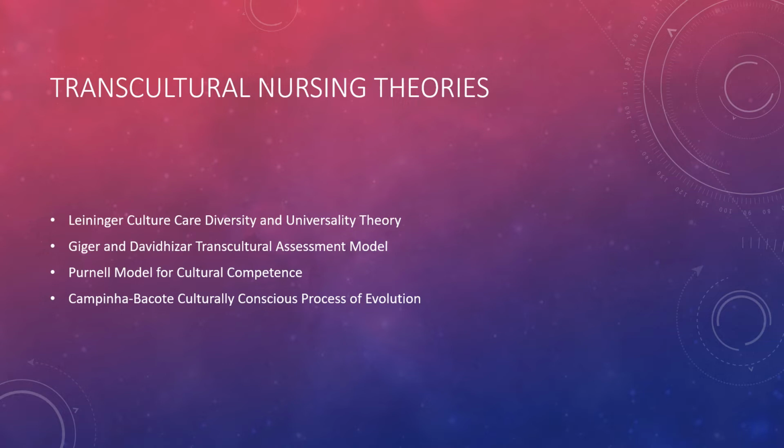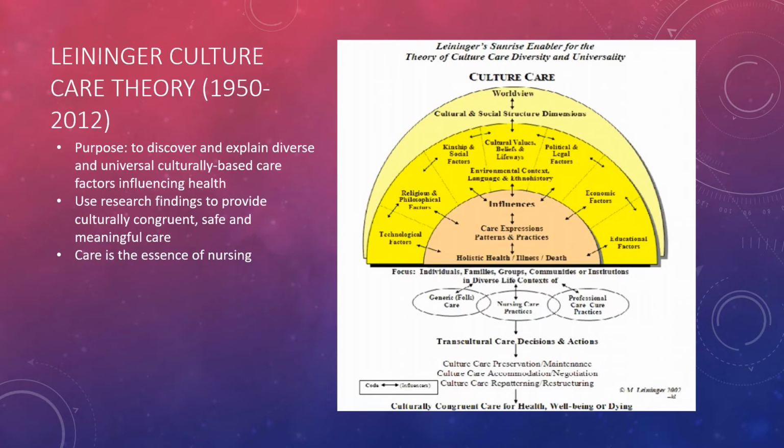Okay, so let me stop picking on Madeline Leininger, but let's go through each of these theories one by one. So this is called her, what's it called? It's called the sunshine model or something. I'm sorry, sunrise model.